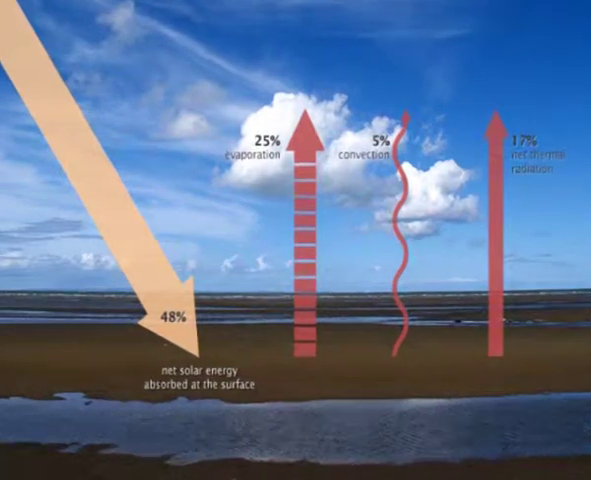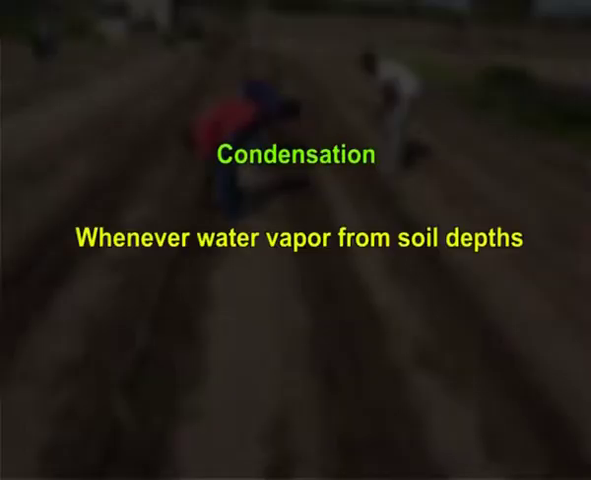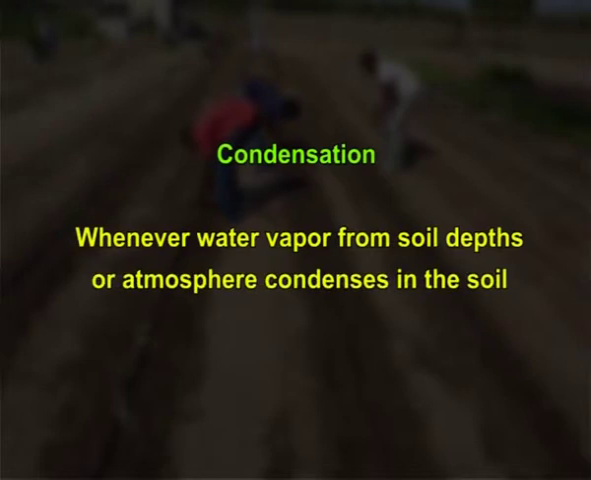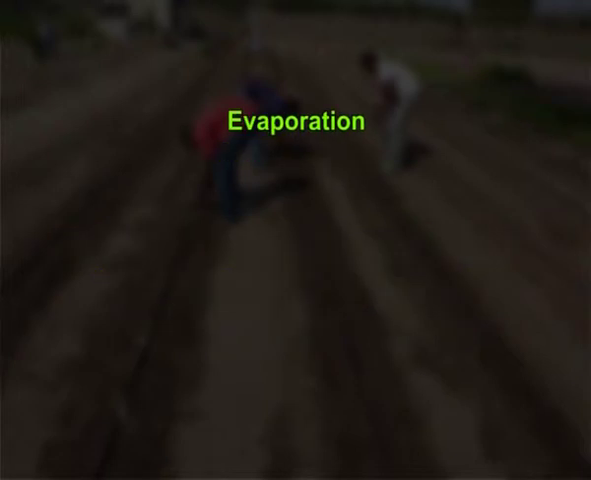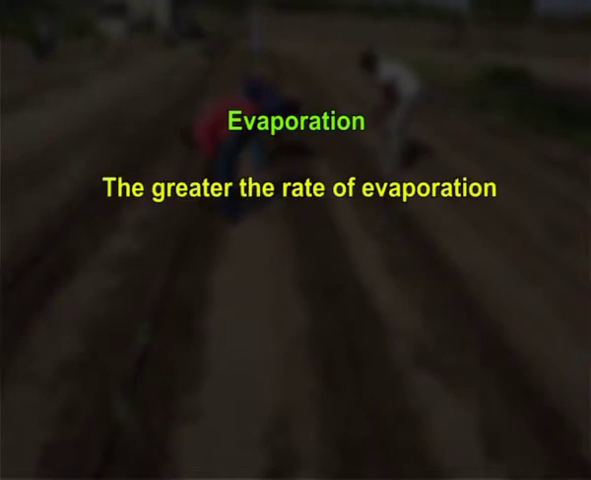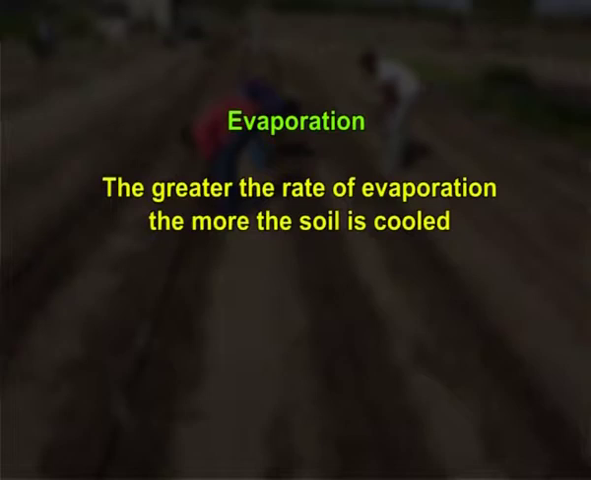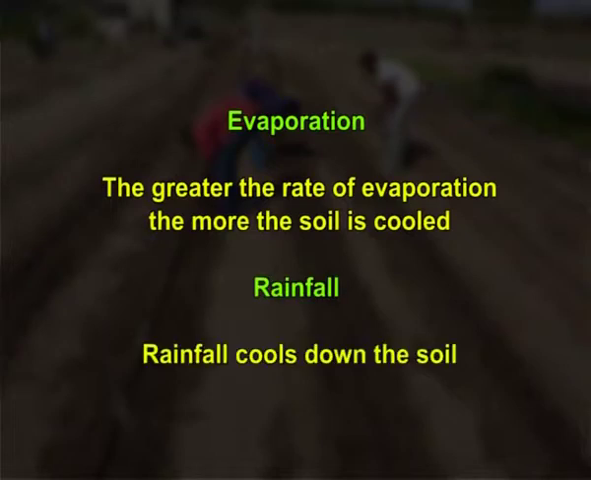Condensation. Whenever water vapor from the soil depths or atmosphere condenses in the soil, it increases the heat noticeably. Evaporation. The greater the rate of evaporation, the more the soil is cooled. Rainfall. Rainfall cools down the soil.